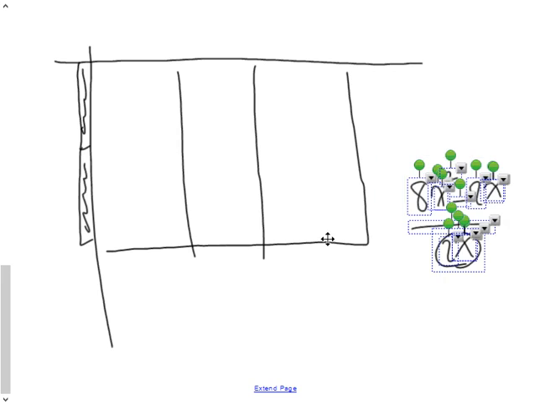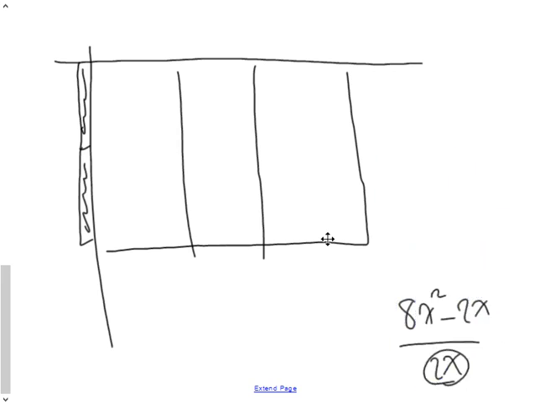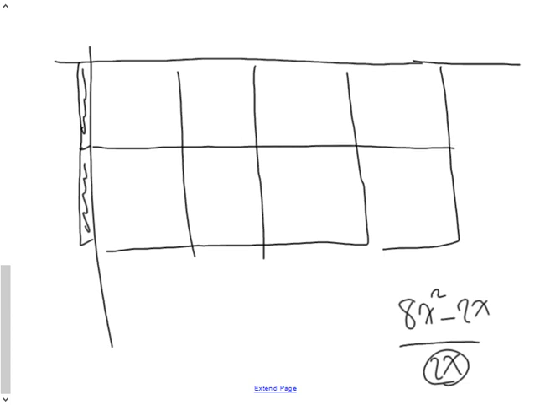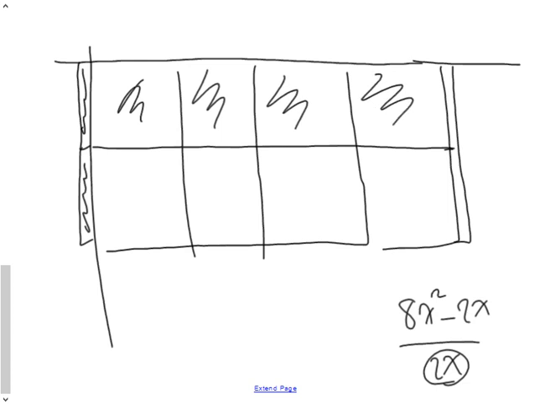Take all this down, move it down here. I need to have 8 of them, so I'm going to extend this just a little bit further, and I'm going to put a line straight across there. And now I have 8x squareds, and I need minus 2x, so I'm just going to put right there minus 2x. So I'm going to shade these in as positive 8x squareds. Those are all positive. And these negative 2x's are negative, so I'm not going to shade them in.